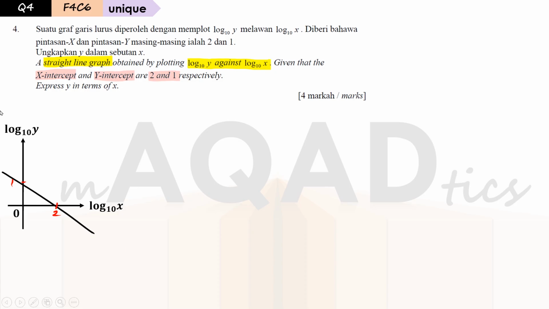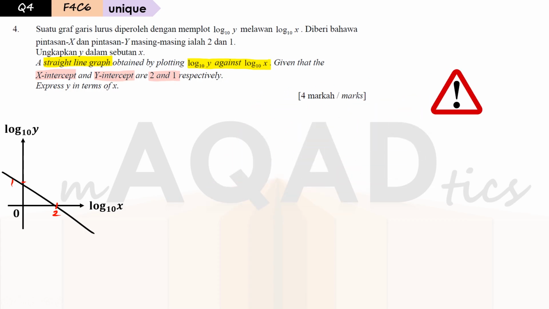Now it tells us to express y in terms of x. So if we want to do this, we need to have an equation. Meaning we need to combine all of this information and put it into an equation. But how do we form that equation? Why this question is labeled as unique is because we need to take some of the things from other chapters to be able to solve this question.